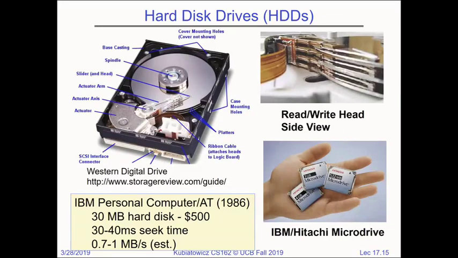If you look here, all of the heads move together as one. So that little arm moves with a piezoelectric motion, and it basically moves in and out together. So when you're reading something off the disk, you basically move all the heads to one place on the disk, and then you read off the particular platter you care about.